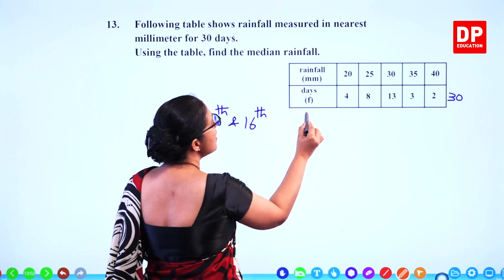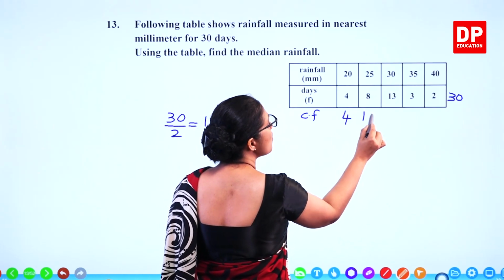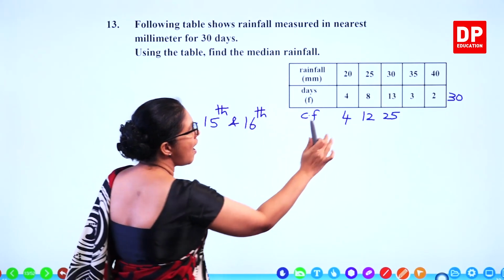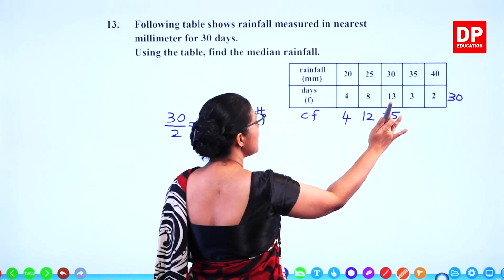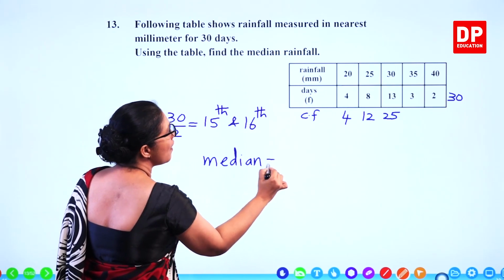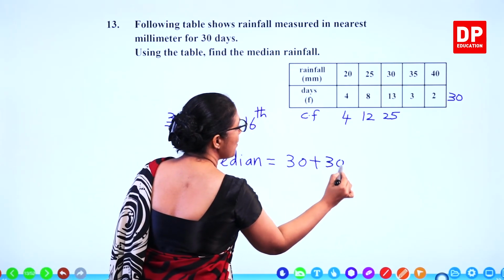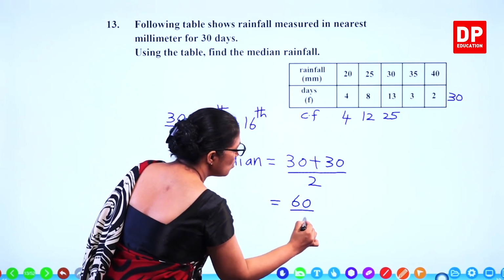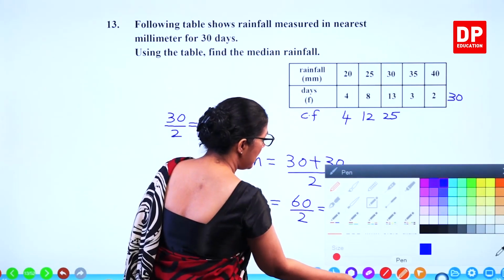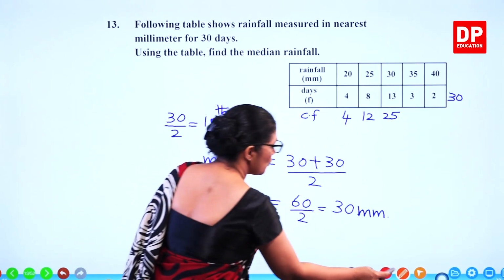How you find out 15th and 16th? So you can find out the cumulative frequency. Adding frequencies together. So starting with 4. 4 plus 8, 12. 12 plus 13, you get 25. Now where is 15th and 16th? After 12th, 13th, 14th, 15th up to 25th, that's 30. So you get the median as 30, that's 15th one, 30, that's 16th one as well. Divide by 2. 60 divided by 2, you get 30. So 30 is the median value. So this is in millimeters. So make sure that you write 30 millimeters for that. So 2 marks for that.